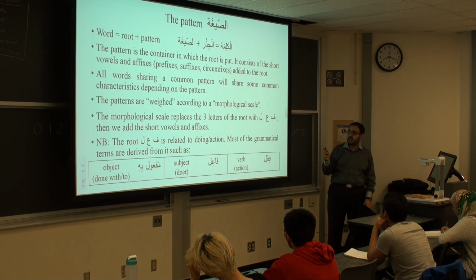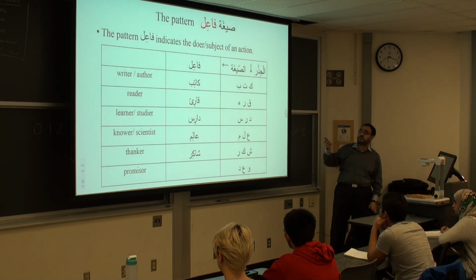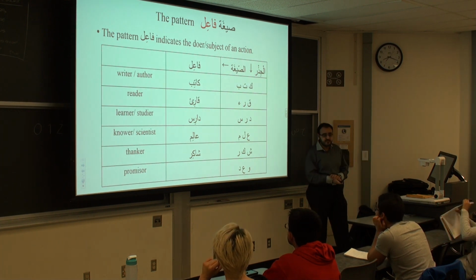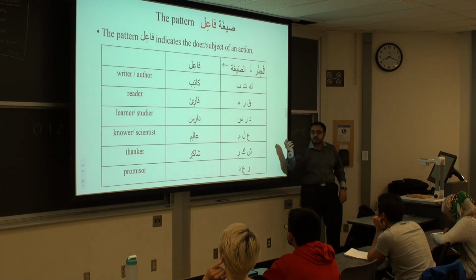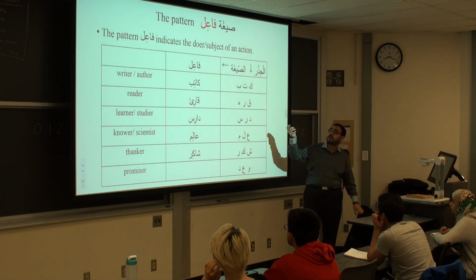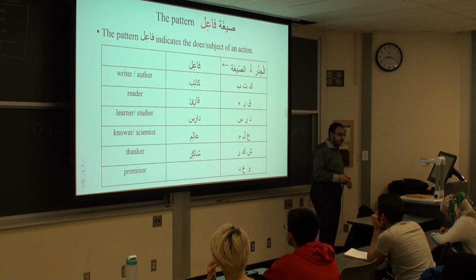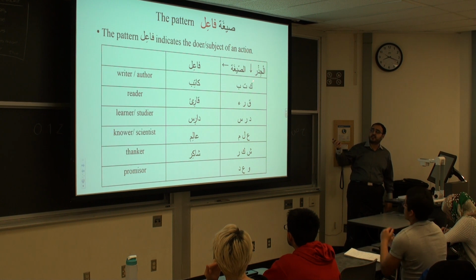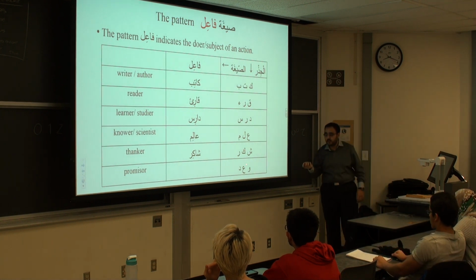So let's have an example of a pattern. The first pattern that we'll talk about is the pattern fa'il. The pattern fa'il indicates the doer, i.e. the subject of the action. So what is the action? This is determined by the root.